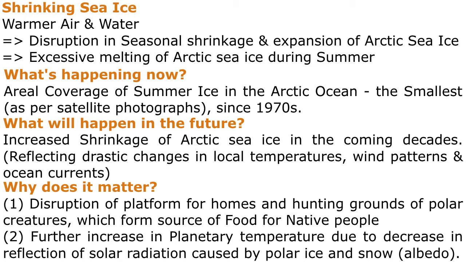This is an example of a positive feedback loop. Positive feedback happens when warming causes changes that lead to further warming, leading to more unstable situations.